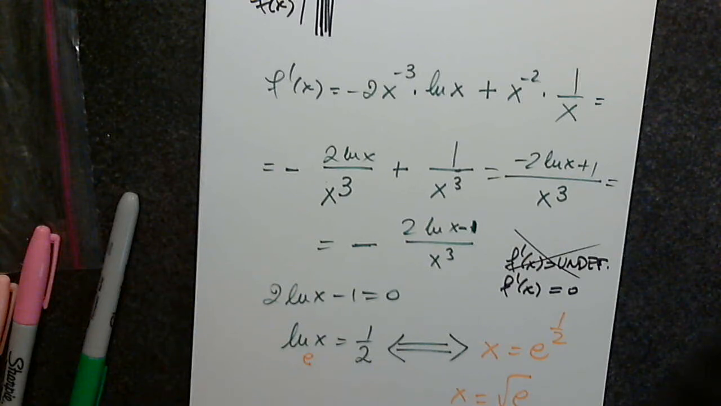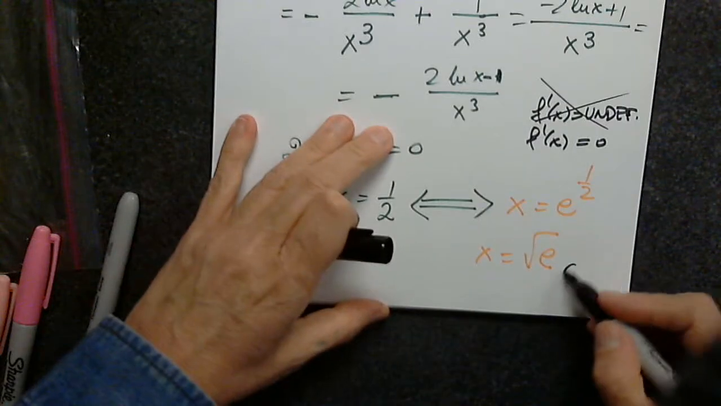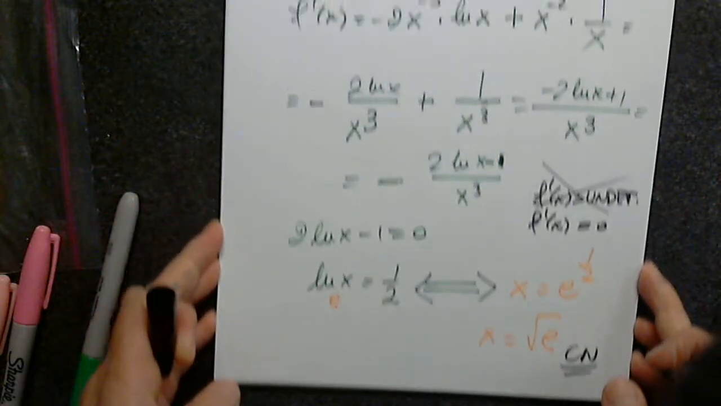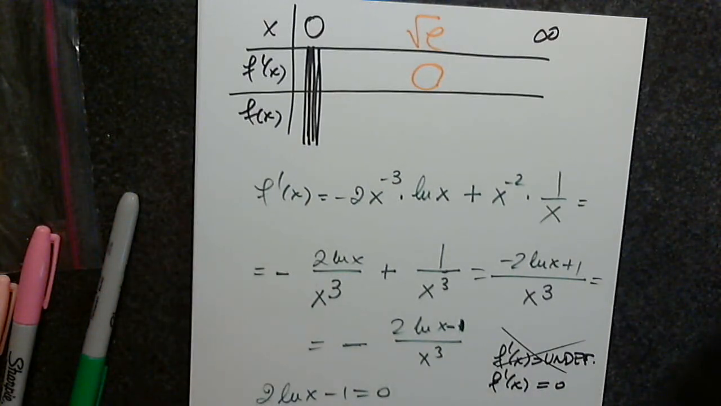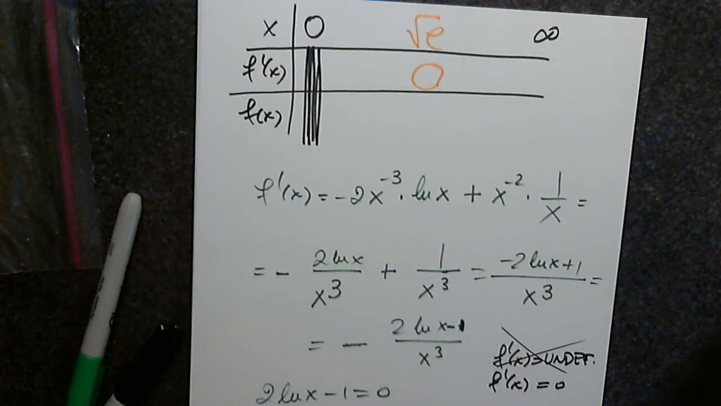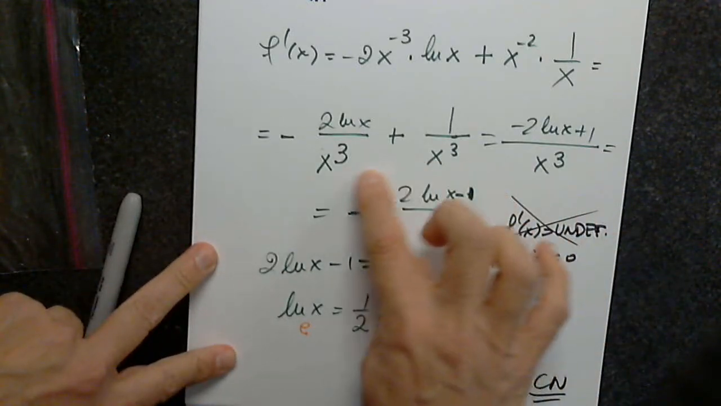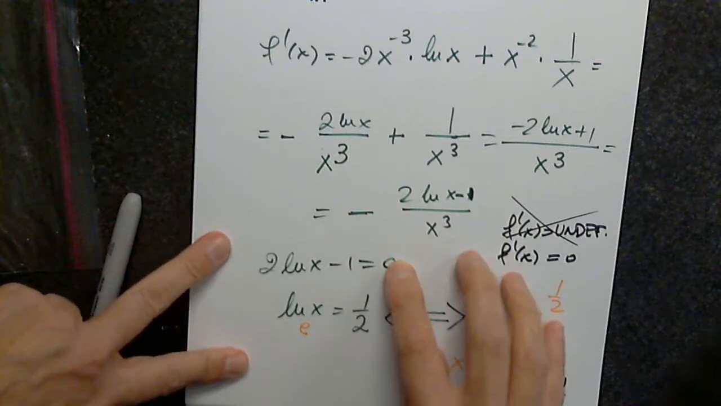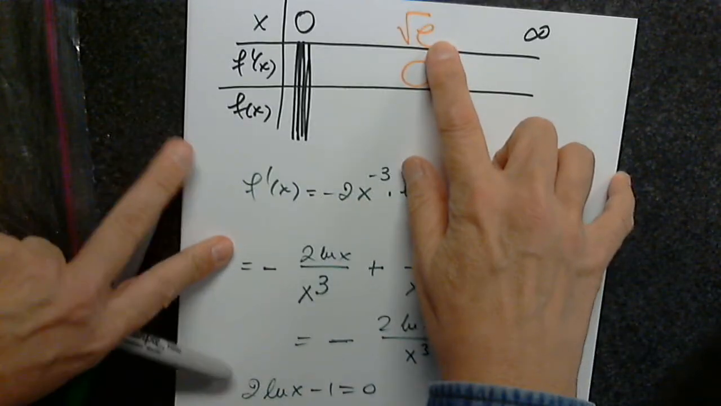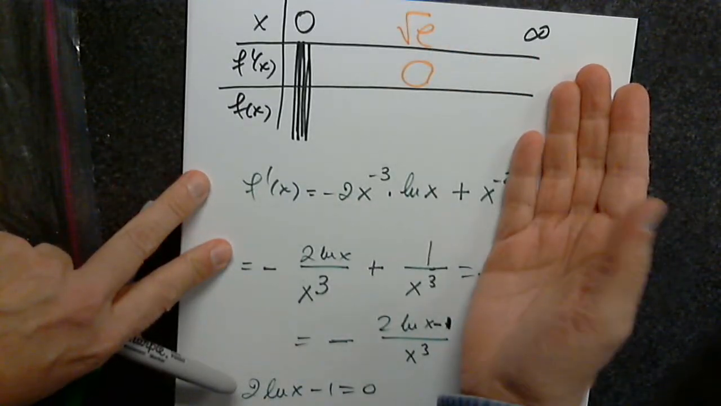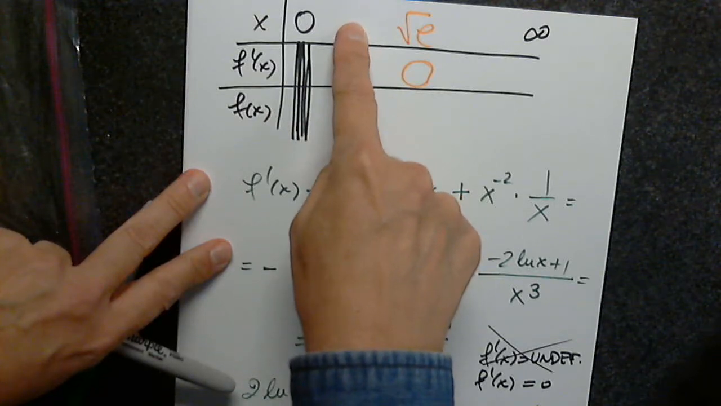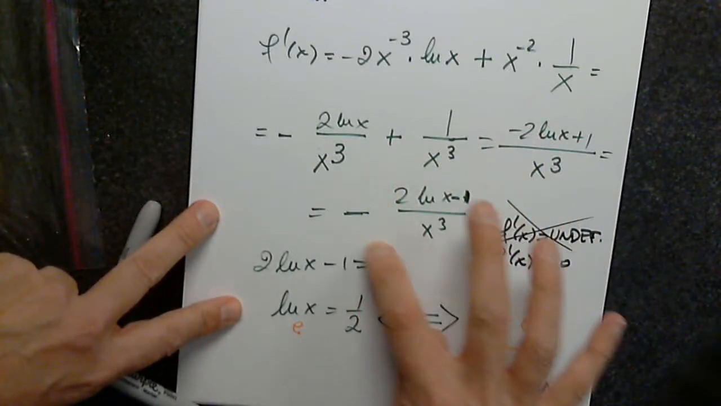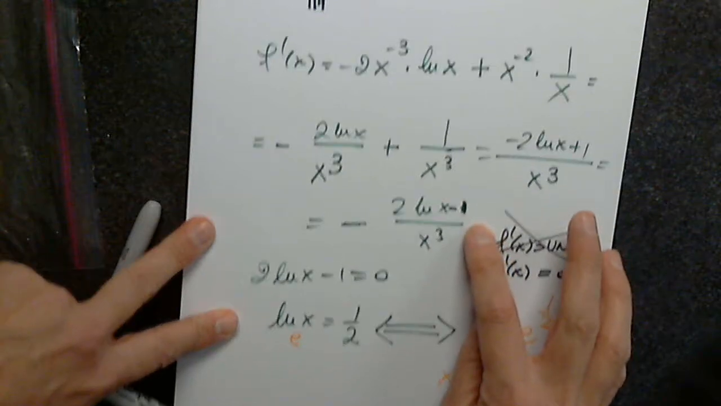Okay, so I determined the critical number. I don't know if this changes into a max-min, but I will find out in a minute. Okay, so here is the derivative. The square root of e, 1.64 and so on, is more than 1. So 1 is in here. So let's plug in 1 and please tell me the sign of the expression.